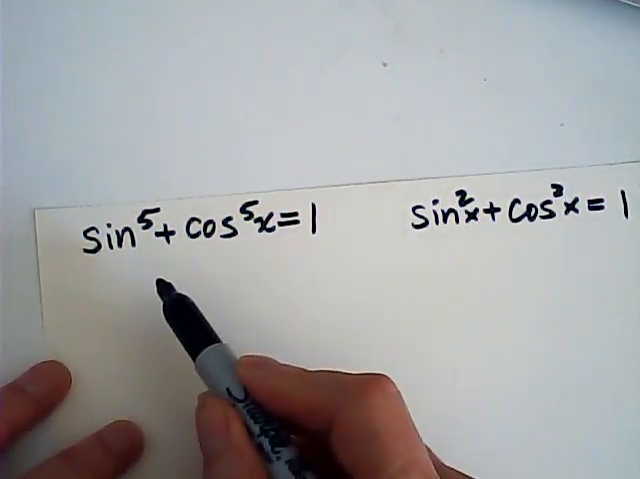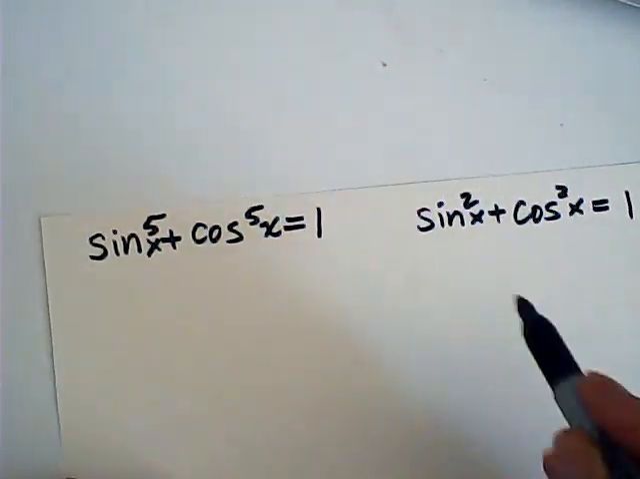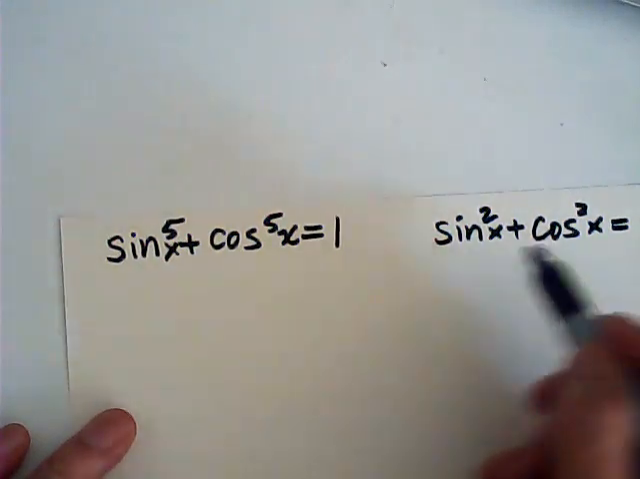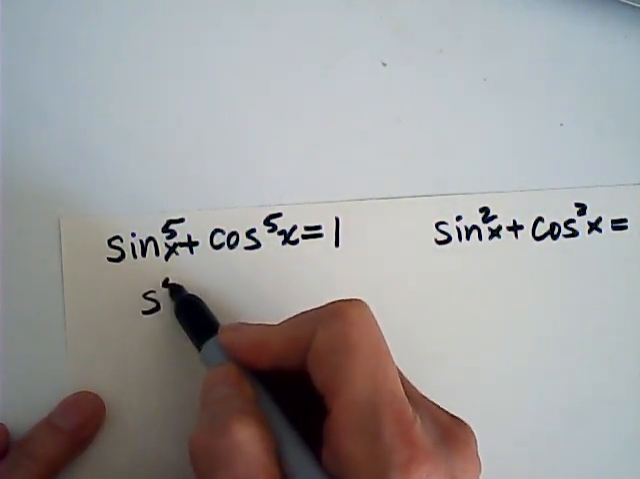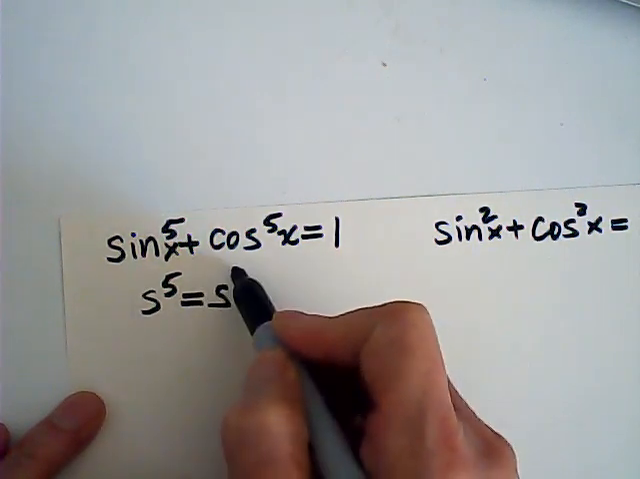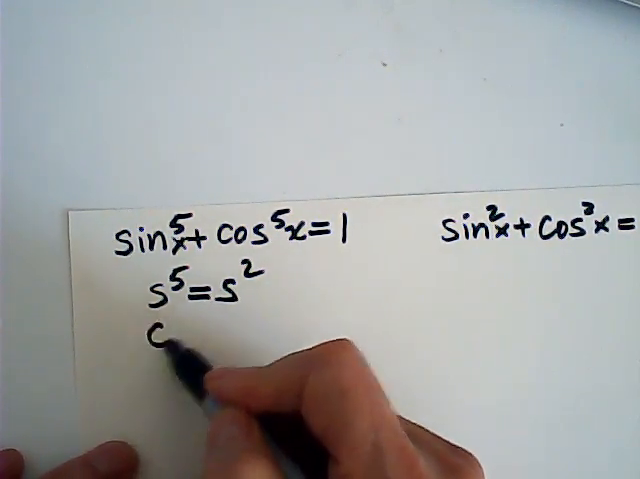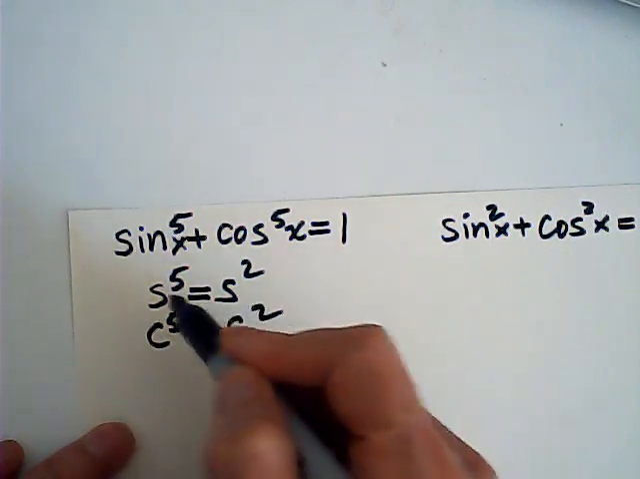Now let me use S for sine x and C for cosine x. Then, by comparing these two equations, S to the 5th power is equal to S squared, right? And C to the 5th power is equal to C squared. Okay.